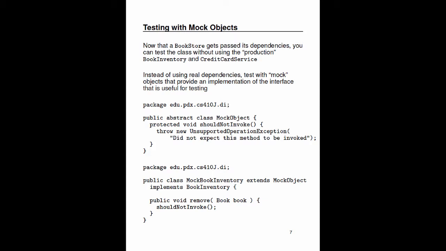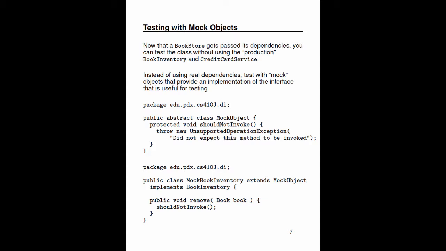Basically, these mock objects implement the interface, so they provide the same contract, or at least the contract that's needed by the consumer of the mock object. But they don't actually do everything that the real implementation would do. So I put together a little class hierarchy. At the root is mock object, and it has a should not invoke method. One of the things about mock objects is that you're providing it to some class that's under test, and if the class under test does something that you didn't expect, you want to blow up.